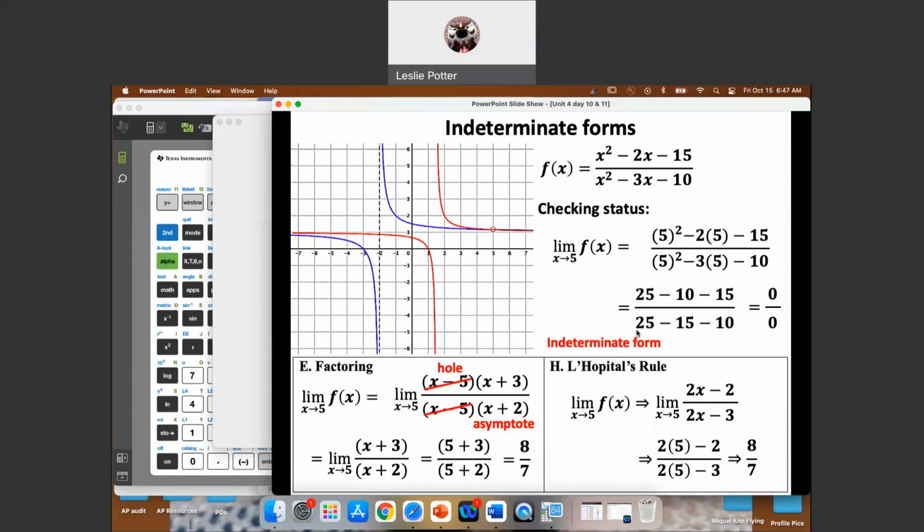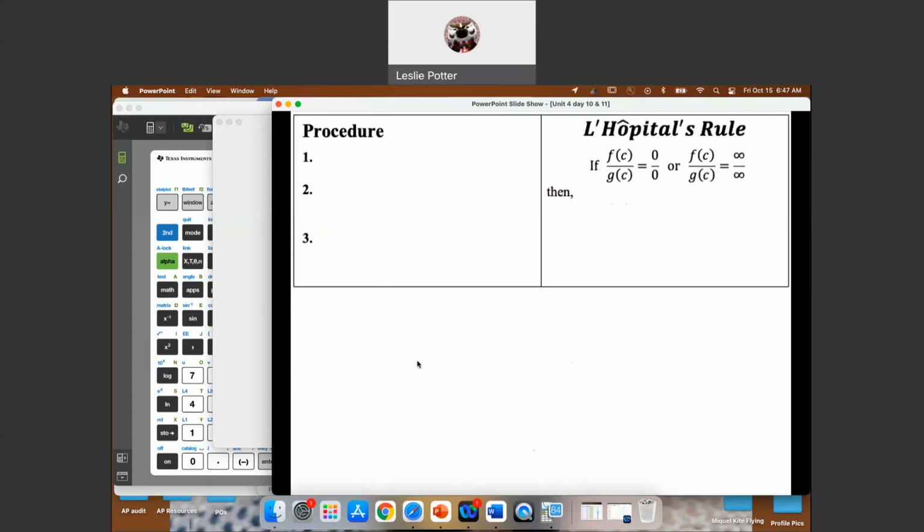Now that we have a little bit of knowledge about derivatives, we can use that power and go back to limits and handle our indeterminate forms that way. Makes it much easier. Okay, so here's the procedure, right? We check the status. We have to verify, and the grader needs to see that you verified that it is indeterminate. So you check the status, you get your 0 over 0, or you get your infinity over infinity. Okay, and you say indeterminate. That's all you have to do. 0 over 0, indeterminate, or infinity over infinity, indeterminate. Okay, and then you can go ahead and differentiate the top and differentiate the bottom.